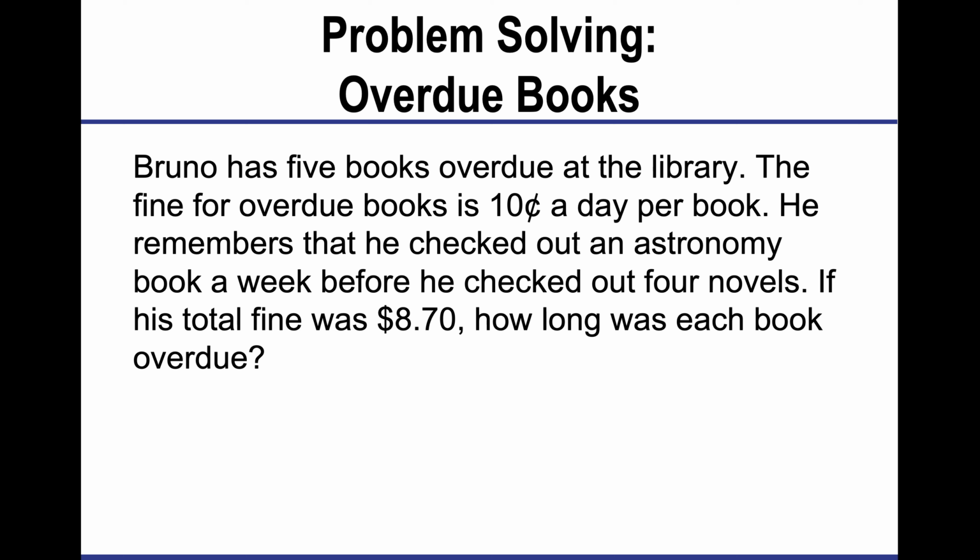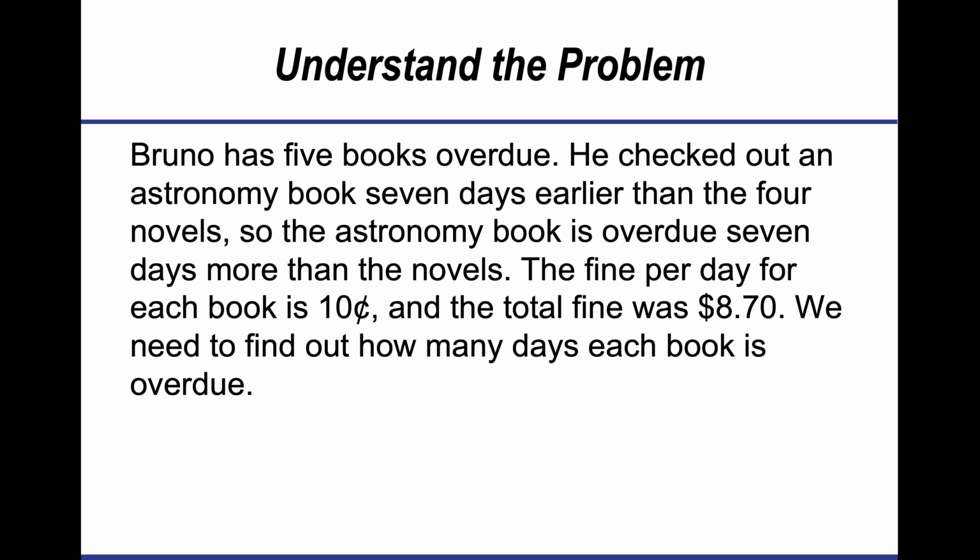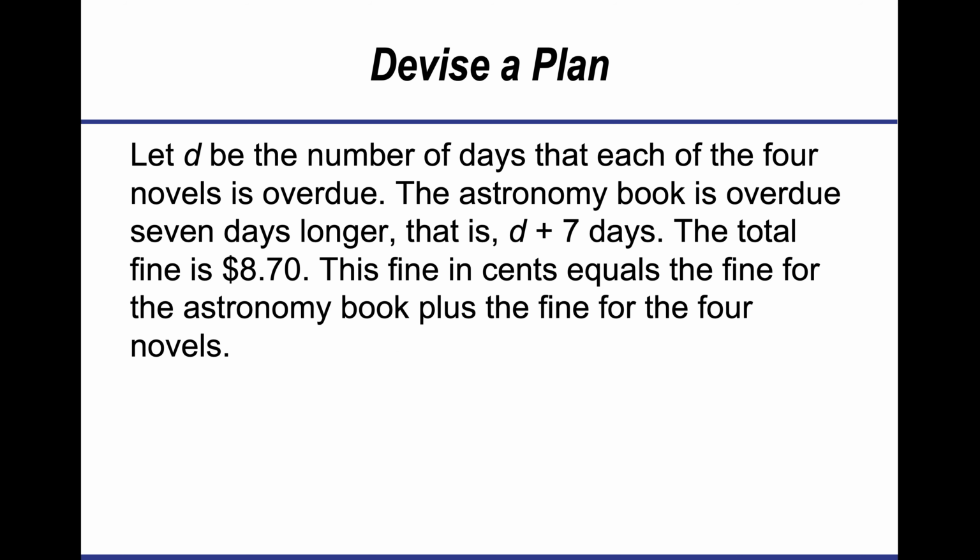He remembers that he checked out an astronomy book a week before he checked out 4 novels. And if his total fine was $8.70, how long was each book overdue? Well, he had 5 books, and we knew that he checked them out at separate times. So we're going to understand the problem and go through and mark those things. I have different books. I checked them out at different times. The fine is the same no matter what.